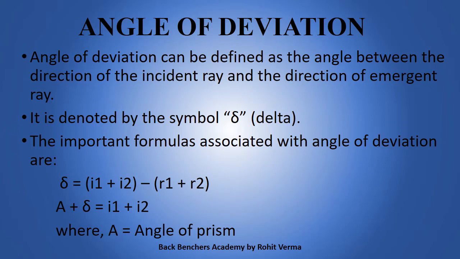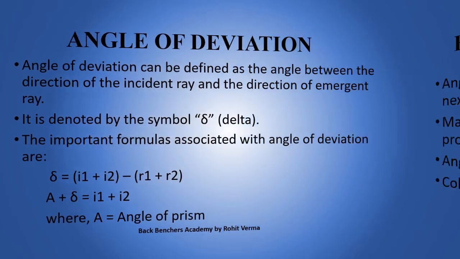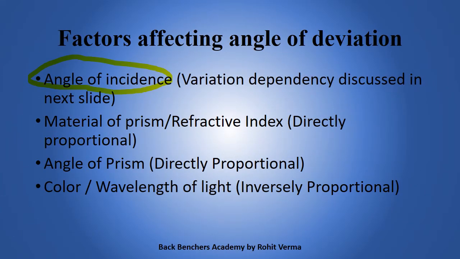Now let's proceed to our next topic: what angle of deviation depends upon. If we observe here, there are four things on which angle of deviation depends. Number one is angle of incidence, and the variation dependency will be discussed in the next slide, because angle of deviation depends very uniquely on the angle of incidence.